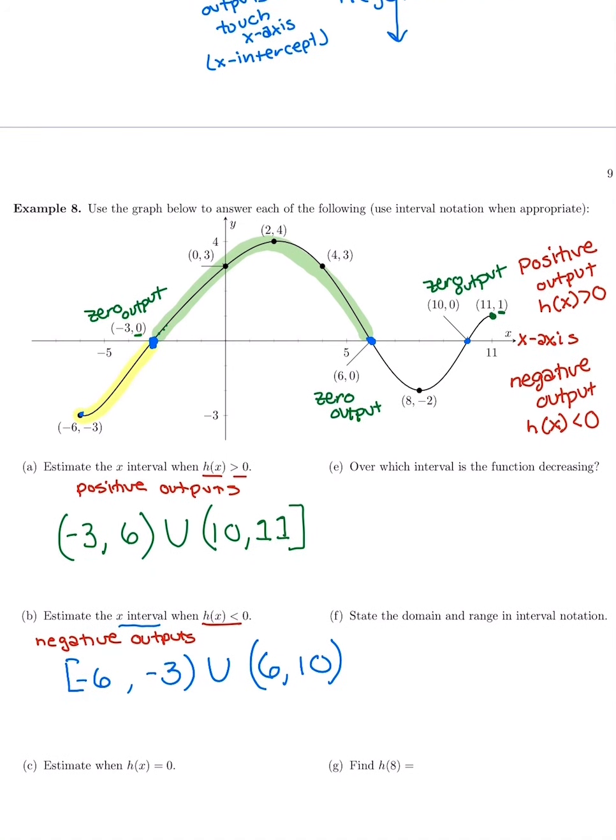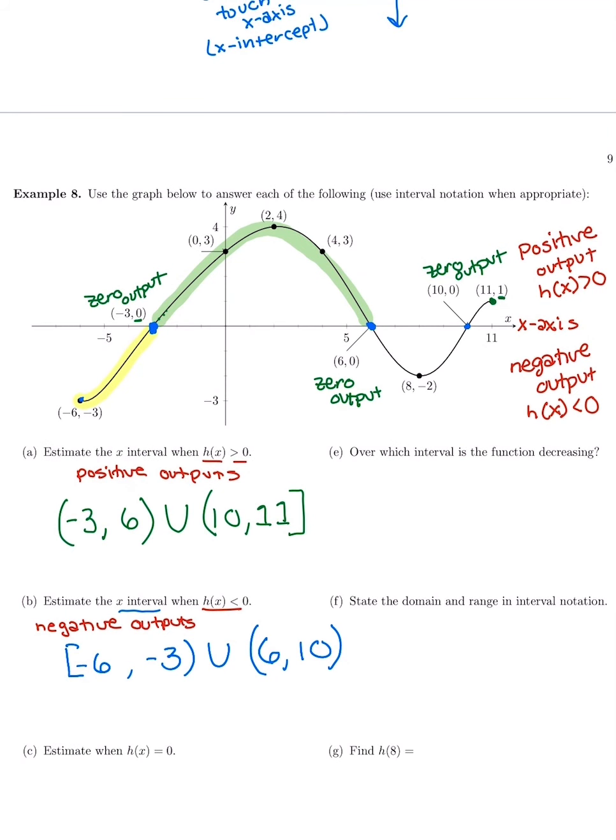The next one below there is finding where h of x, the y value, in other words, or the output, equals 0. So we have these spots, these 3 ones in blue here. We have x equals -3, which has an output of 0, x equals 6, and x equals 10. 3 places where we touch the x-axis, where the y value is 0.